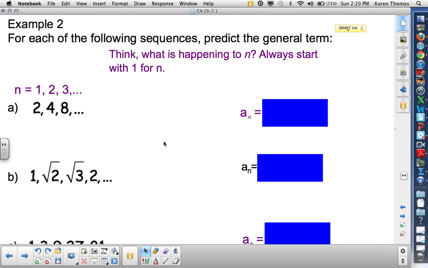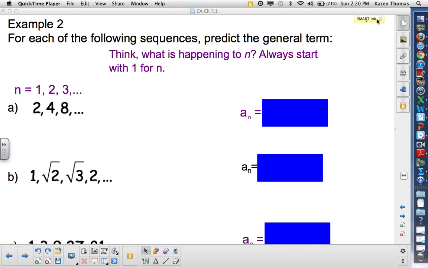Now this is the toughest part of this whole 7.1. And that is, we're going to be given some numbers and we have to predict or guess what the general term is. So we have to write our equation. All of our equations are going to start with a sub n equals, and we have to look at the numbers given and try to figure out what could be the general term. Sometimes there's more than one answer.